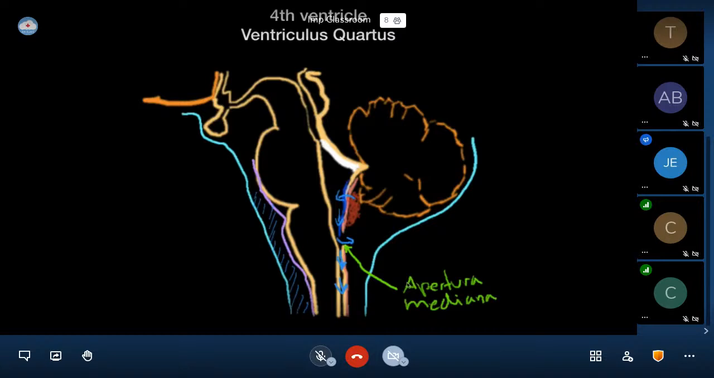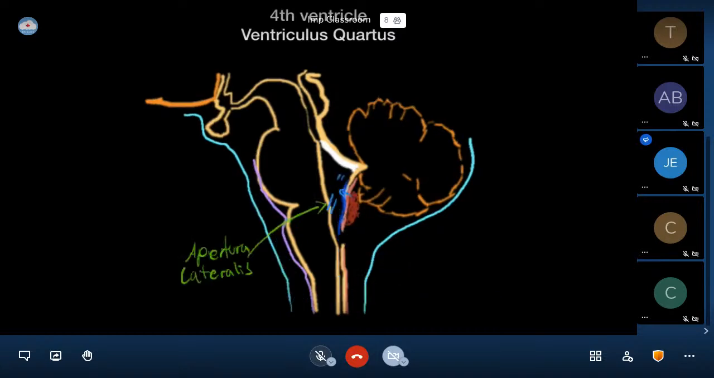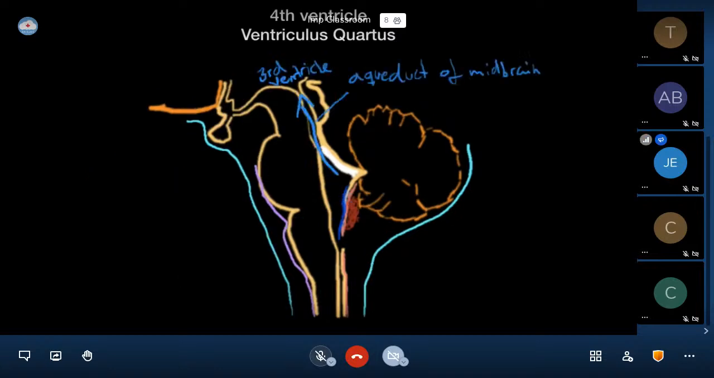So that is one aperture, but we have two more apertures or openings in the fourth ventricle, and that's the lateral apertures. Here I try to draw the lateral ones, but if you look at it from the anterior view, this is how it's going to look like. Those are the lateral apertures. And if you're wondering what's up there, if you continue that canal up there, that canal is called the aqueduct of the midbrain. If you follow the aqueduct, you're going to end up in the third ventricle. So those are the structures I wanted to talk about in the fourth ventricle.